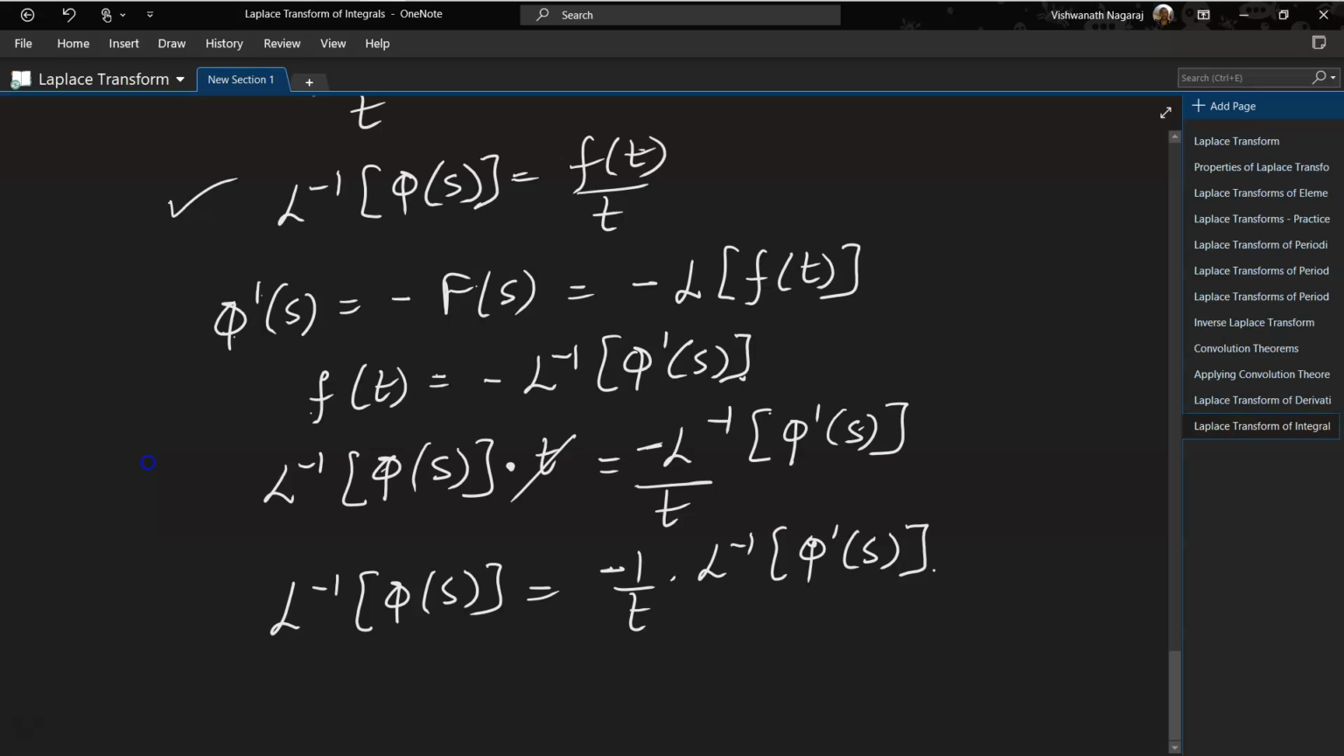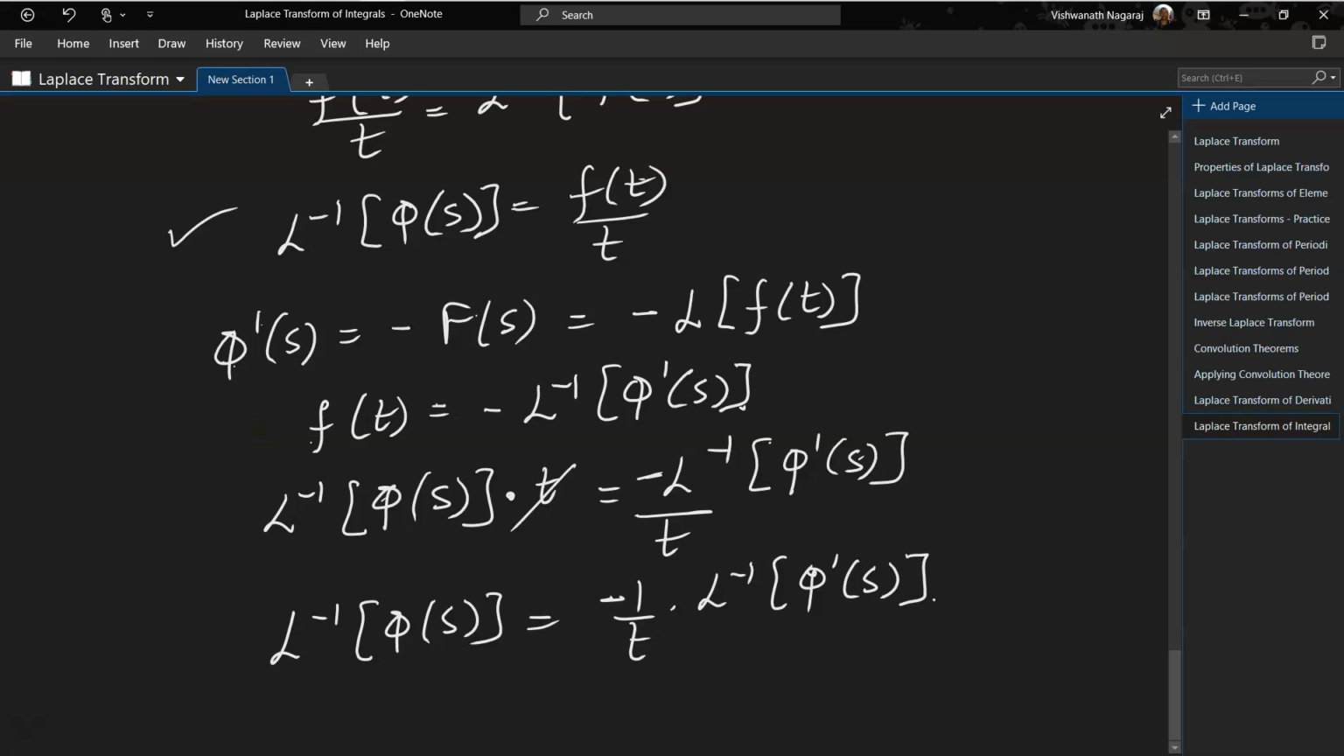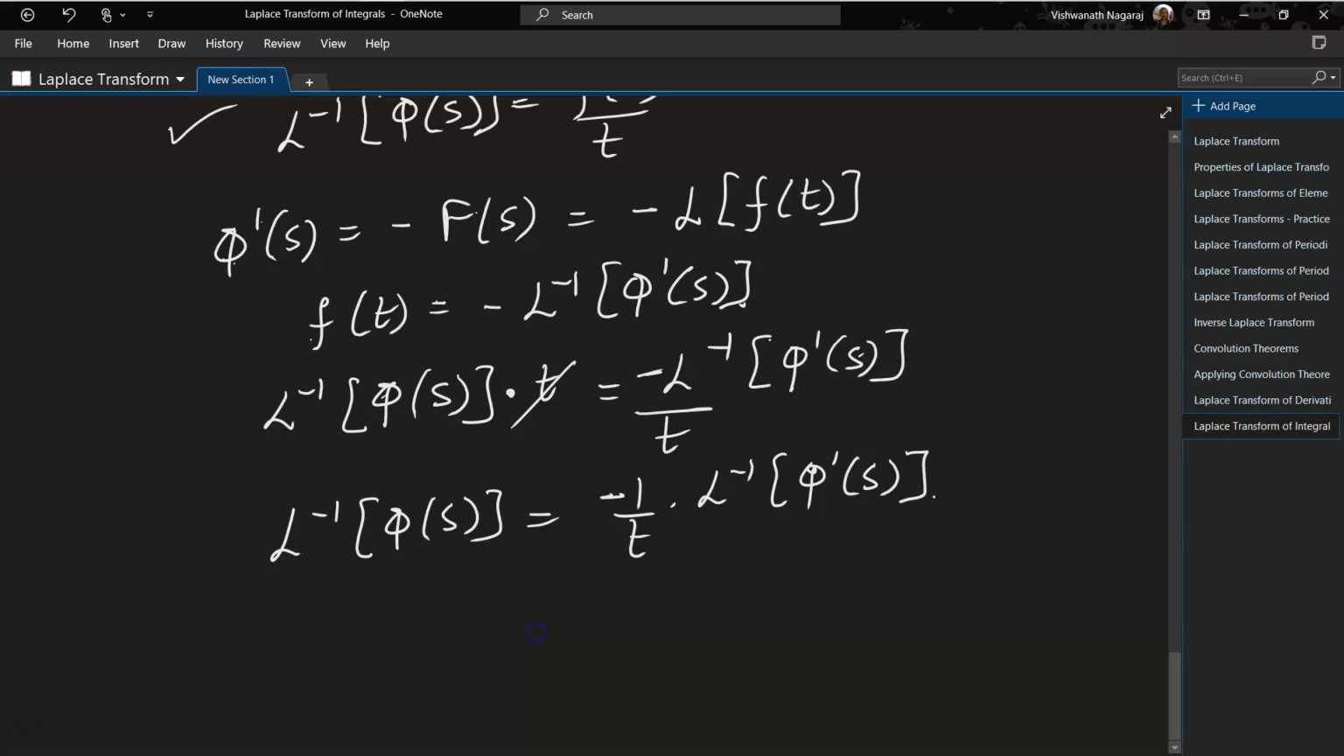Yes. So how does this help? We are given a function whose inverse transformation is required. So here what we would be given is phi of s. We are given phi of s, and we have to find its inverse Laplace transform. So that is Laplace transform of integral.